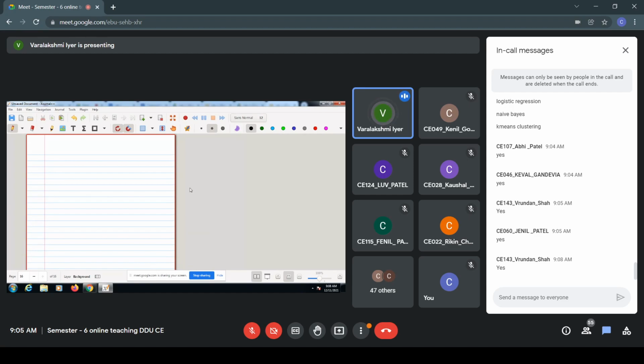Is tokenization clear to everyone? Okay, the first part that we'll be doing is tokenization. In the NLTK library itself, we have many different tokenizers.